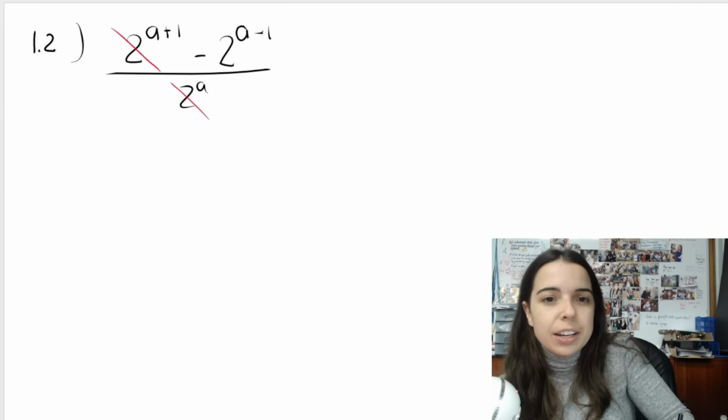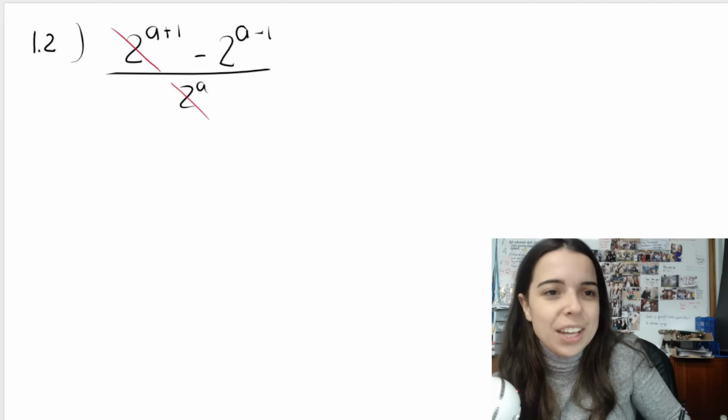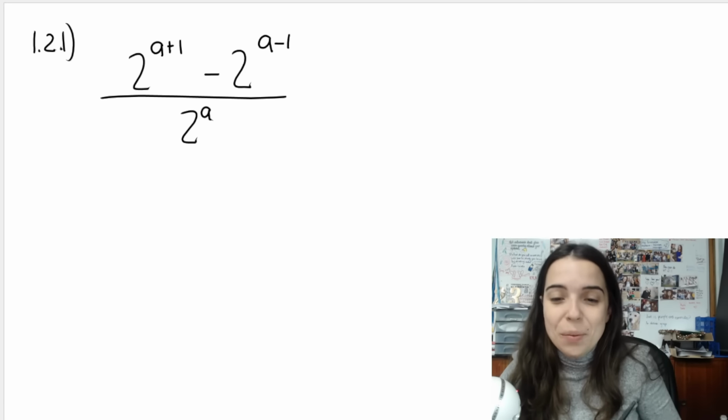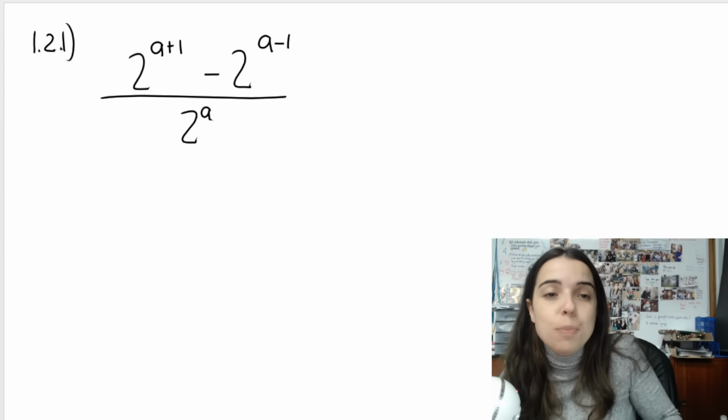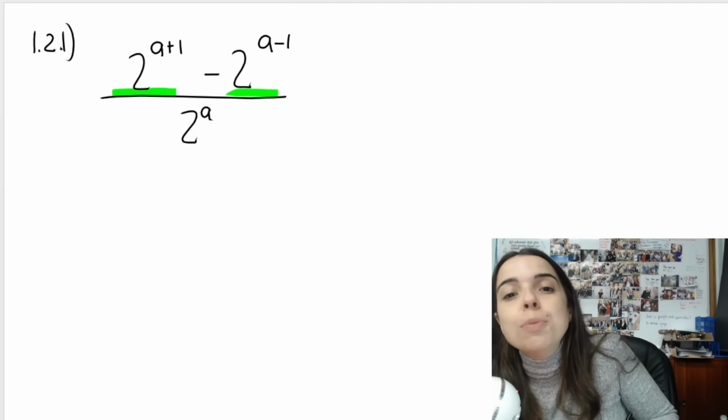Why can't I go ahead and cancel things out just yet? And now it won't even let me erase what I just did. I cannot cancel those out yet. Okay, there we go. Why can't I cancel out yet? I hope that you're saying or screaming at the camera, ma'am, it's because there's 2 terms at the top.